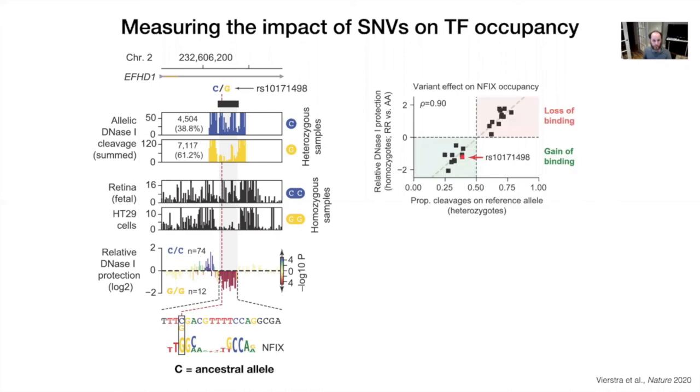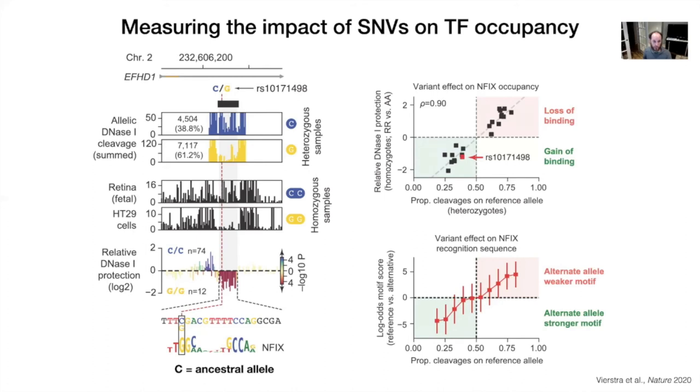We can find many more examples of this across the genome of variants affecting NFIX occupancy, resulting in either the loss of binding or the gain of binding. Here in this plot, I'm showing you the relative DNase I protection in homozygotes on the y-axis versus the proportion of cleavages on the reference allele, or allelic imbalance, in heterozygotes on the x-axis. And you can see here there's a strong consistency between the variant and these two different configurations. Consistent with this, we can also look at the variant effect on the recognition sequence, or what is the predicted energetic effect on the sequence alone.